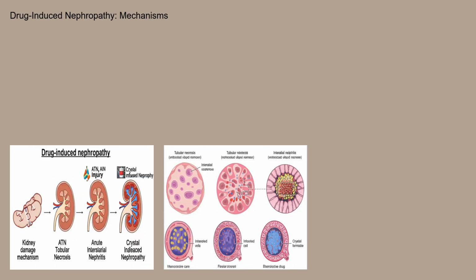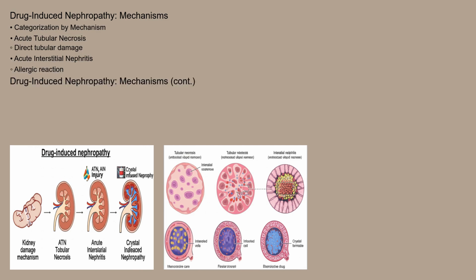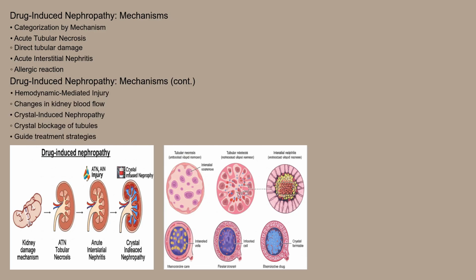Drug-induced nephropathy isn't always neatly categorized into specific types, but we can consider it based on the mechanisms involved. We might discuss acute tubular necrosis, caused by direct tubular damage, acute interstitial nephritis, due to an allergic reaction in the kidney, hemodynamic-mediated kidney injury, caused by changes in blood flow to the kidney, or crystal-induced nephropathy, where drug crystals block the kidney tubules. These categories help guide treatment strategies.